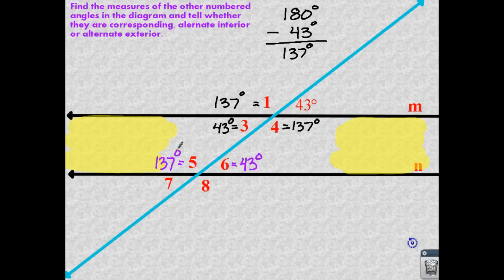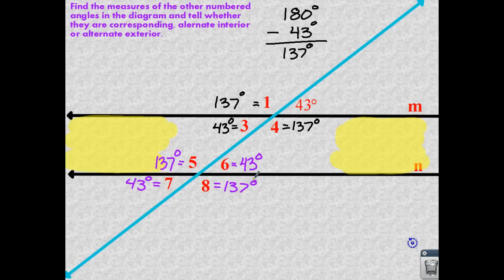Okay, now you can quickly use your vertical angle rules to figure out angle 7 and angle 8. So angle 7 would be vertical to 6, and that would be 43. And then angle 5 is vertical to angle 8, and that would get you 137.